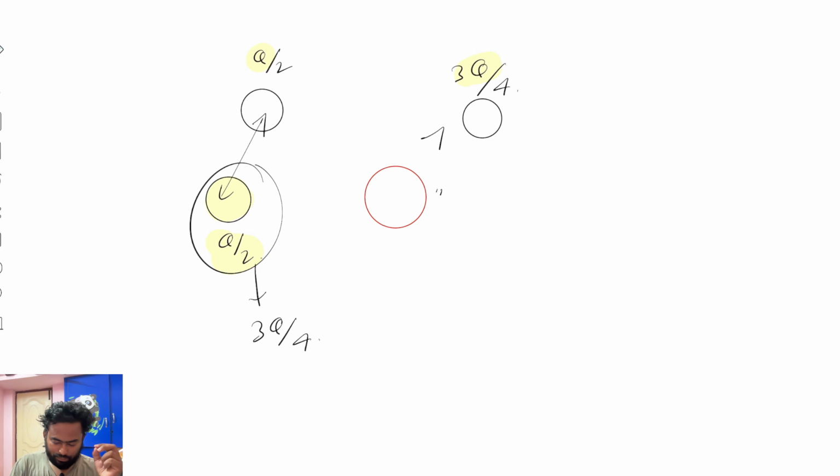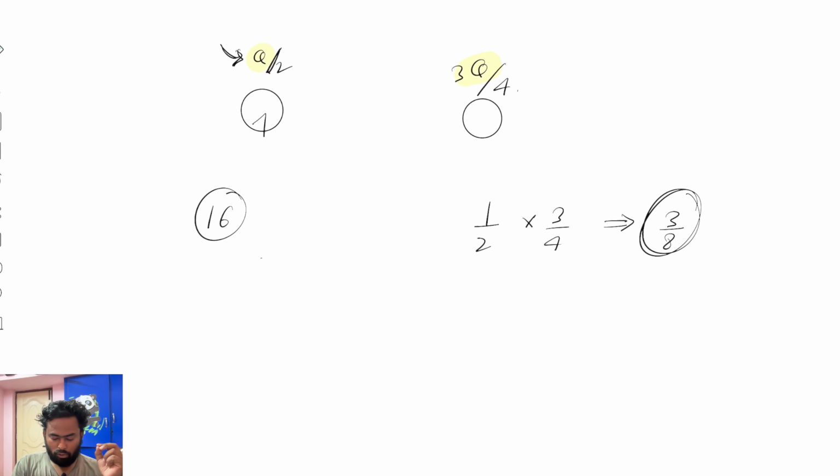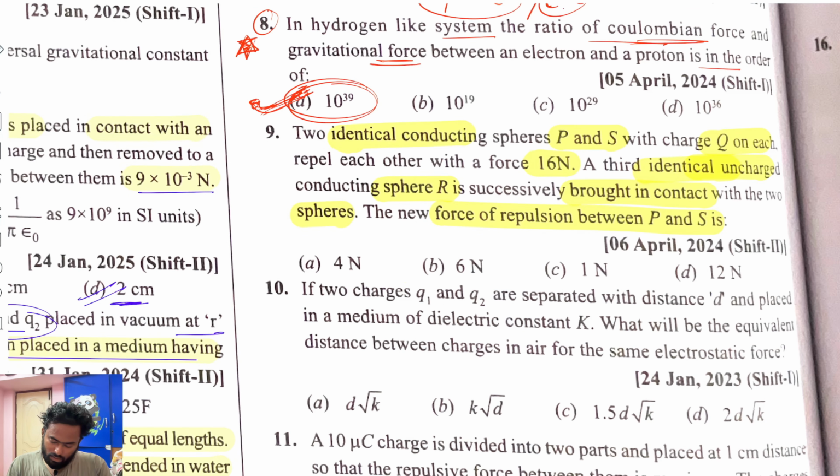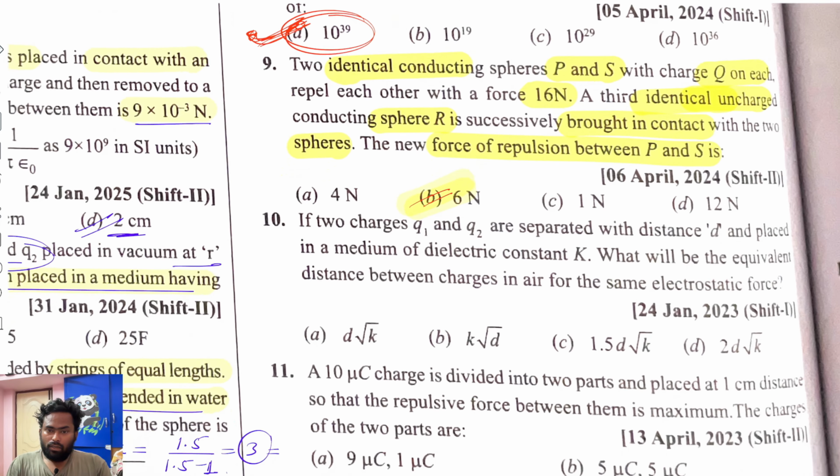So this charge came and now it has gone. Original force between them was 16. Now it will become how many times? See here, this charge has become 1 by 2 times. This charge has become 3 by 4 times. So force will become how many times? 3 by 8 times. Got it? Charge becomes Q by 2 times, 3Q by 4 times, so total force will become 3 by 8 times. Original force was how much? 16. Now it becomes 3 by 8 times 16. So how much will remain? 6 Newton. This is the final force between the two conducting spheres. Which option? Option number B. Clear? Okay, let's move to the next question.